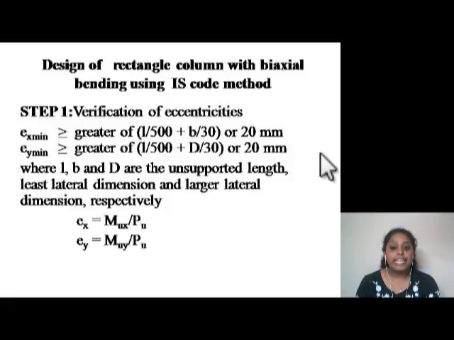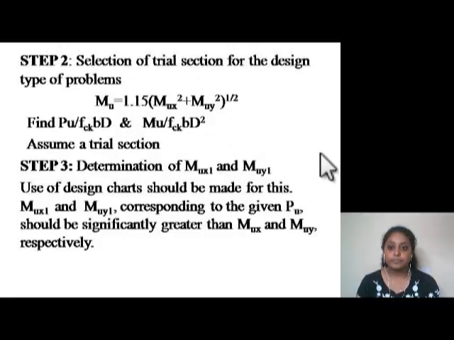After this we have to find Ex and Ey. Ex is equal to Mux by Pu and Ey is equal to Muy by Pu. Next step is selection of trial section for the design type of problems. For this we have to find Mu is equal to 1.15 into (Mux square plus Muy square) whole raised to 1 by 2. After this we have to find Pu by fck bD and Mu by fck bD square. Then just assume a trial section.